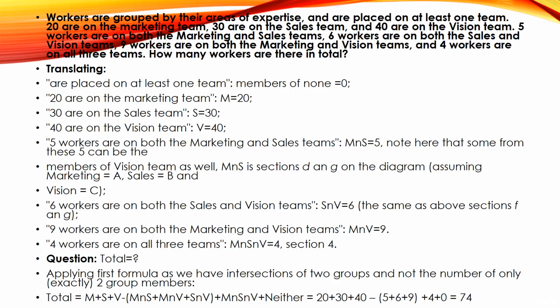Now to find the total, applying the first formula, as we have intersections of two groups and not the number of only two group members, the total is equal to M plus S plus V minus (M∩S plus M∩V plus S∩V) plus M∩S∩V plus neither, which gives 20 plus 30 plus 40 minus (5 plus 6 plus 9) plus 4 plus 0, which is equal to 74. Therefore, the answer is 74.